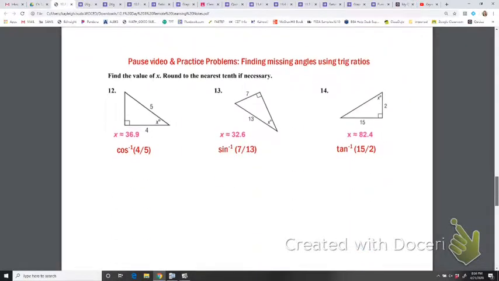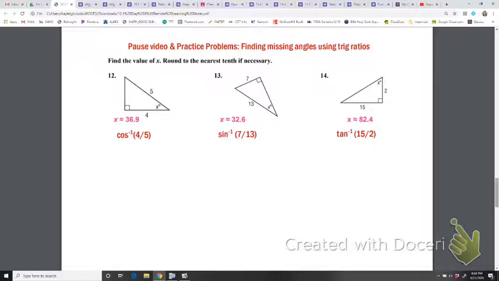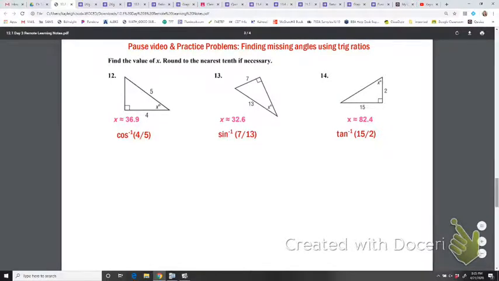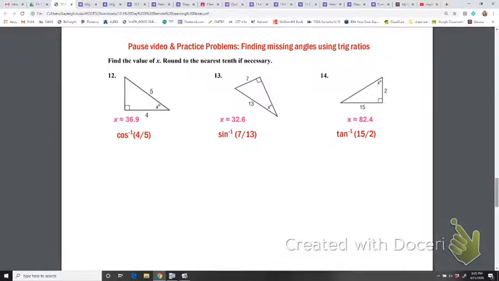Okay, the answers are as follows. So for number 12, the 4 is the adjacent side and the 5 is the hypotenuse. So we needed the inverse cosine of 4/5, which is 36.9, and you should have degrees. For number 13, the side that's opposite of x is 7, and the hypotenuse is 13, so that means the inverse sine of 7/13, which is 32.6. And number 14, the opposite side and the adjacent side are there, so we need tangent. The inverse tangent of 15/2 is 82.4 degrees.